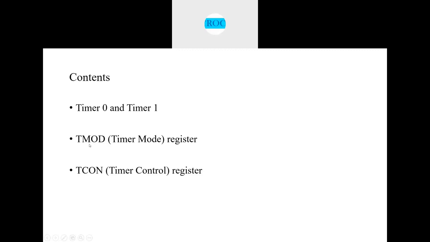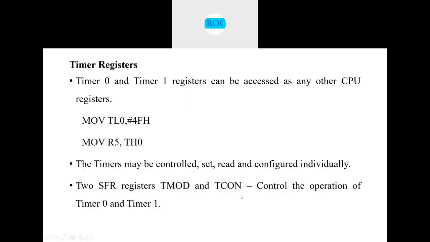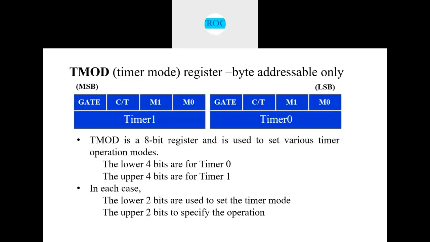One is the TMOD register, which is used to control the various modes of operation of timer 0 and timer 1. And the TCON register controls the operation of timer 0 and timer 1, right? We studied the TMOD register, and we know the SFR register internal RAM address for that.